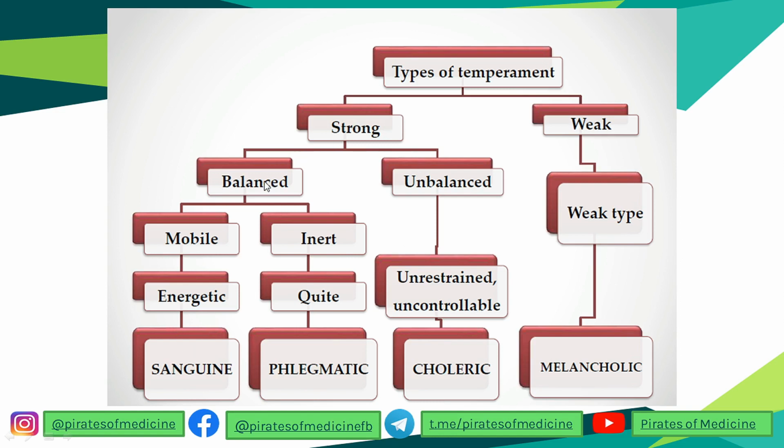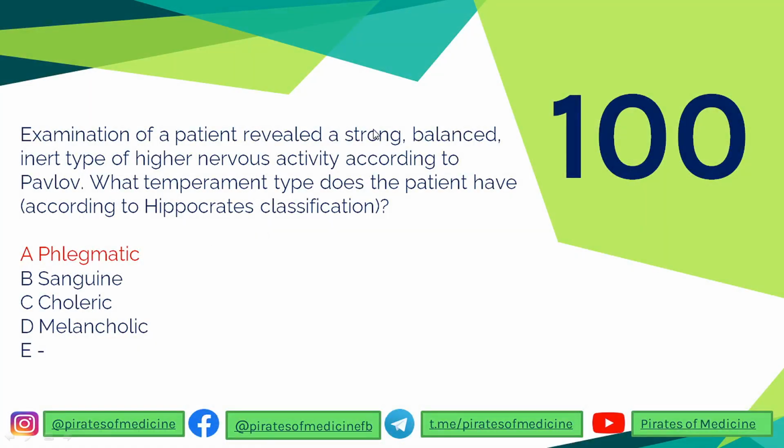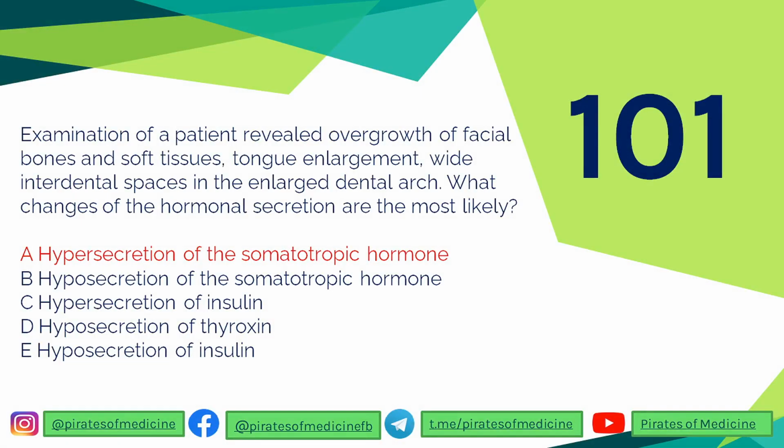So strong, balanced, inert, quiet is phlegmatic, and that is what is given in the question. Strong, balanced, inert. That's why the answer is phlegmatic. Easy. Let's go to 101.